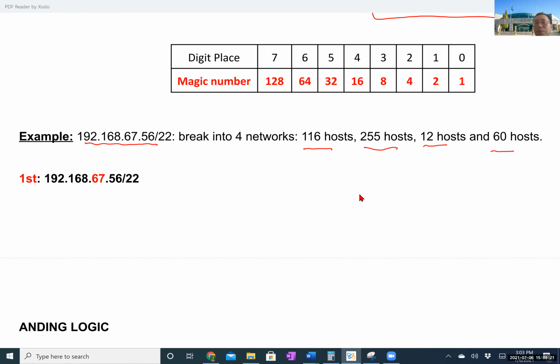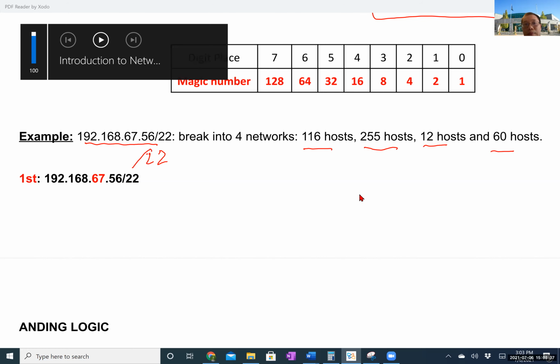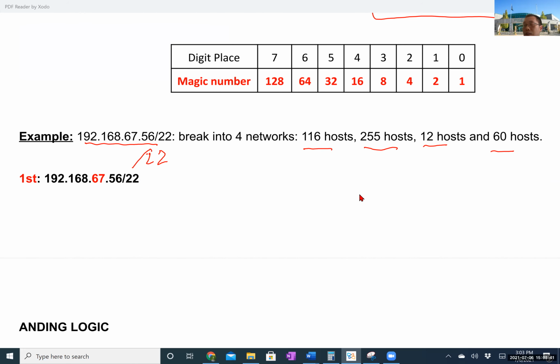Now, the first thing you have to look at is the /22 here. What do you think? If you have a network with the subnet mask /22, how many bits are in the host portion? 10, yeah, 10, right? So you have 10 bits in the host portion.